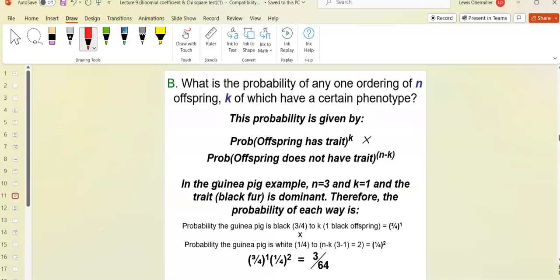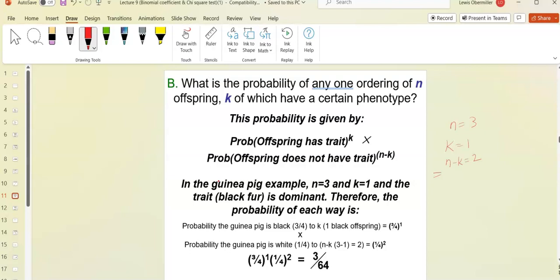Our independent event probability. And to do that, we can simply take the probability the offspring has this trait, whatever that trait is, to the k power, and then the probability the offspring does not have the trait, which is to the n minus k power. So for our guinea pig example, remember, n equals 3, k equals 1, n minus k equals 3 minus 1 equals 2. All right, so we know all these values.